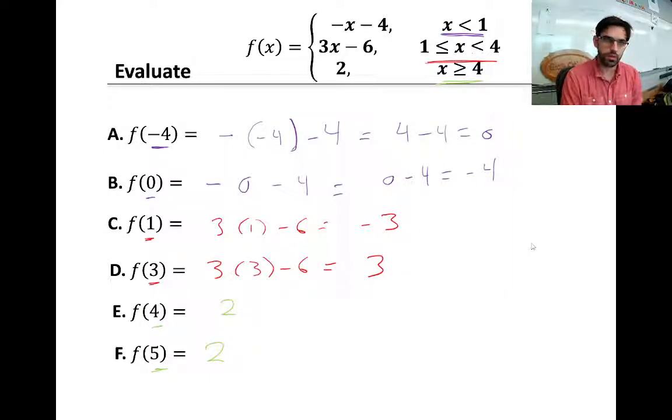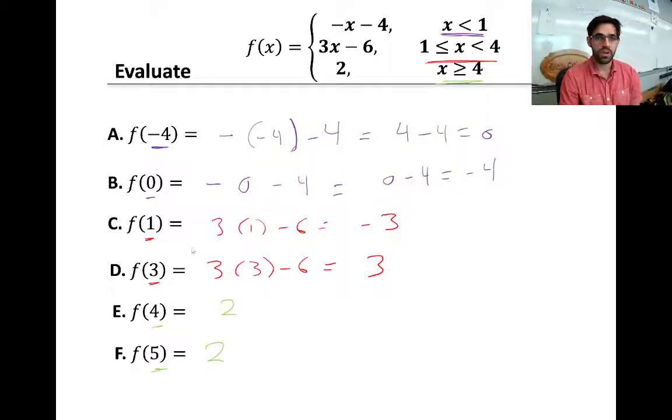Alright, so here's another piecewise function, different from before. The first expression is linear, the second one's linear, and the third one is just 2. So we can evaluate these the same way we did before. f of -4. -4 is our x value, our input. -4 is less than 1, so we're going to use the top expression to evaluate f of -4. It would be -4 in place of the x, minus 4. And we can simplify that, it ends up being 0.